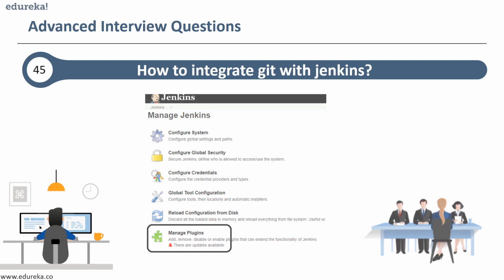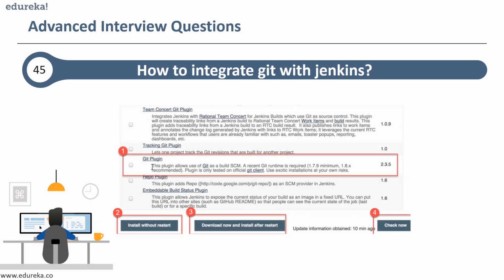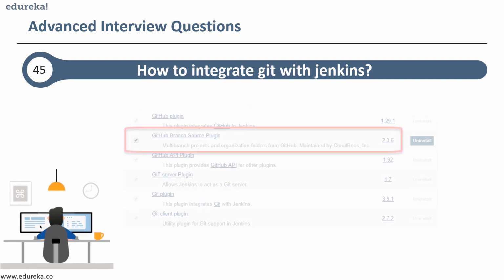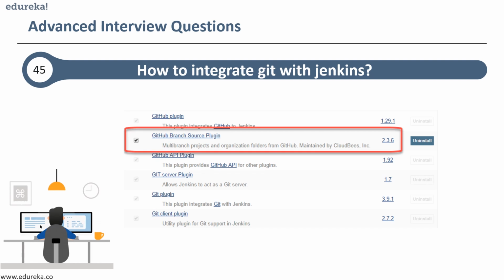Once you click on Manage Jenkins, you'll find the Manage Plugins option. Click on that. Then you will have to search for the plugin here. As you can see in this screenshot, click on this plugin. Here you have these 2 options, install without restart, download now, and install after restart. You can choose any one of them. Once you're done with that, you will be able to see this plugin that we have just downloaded along with its version number. These are the steps that you must follow to integrate Git with Jenkins.